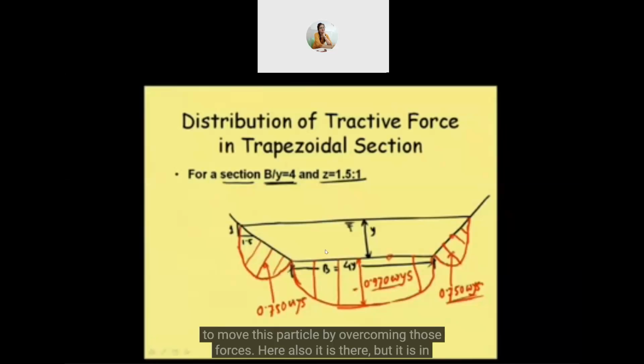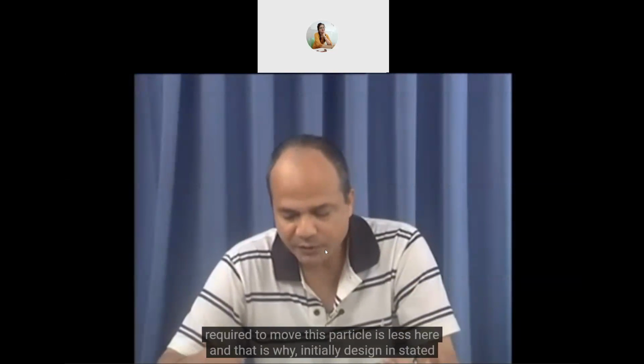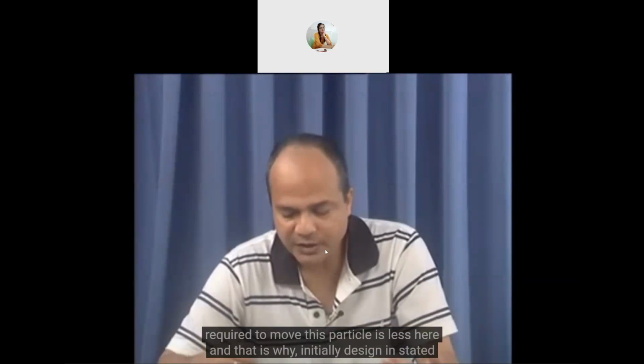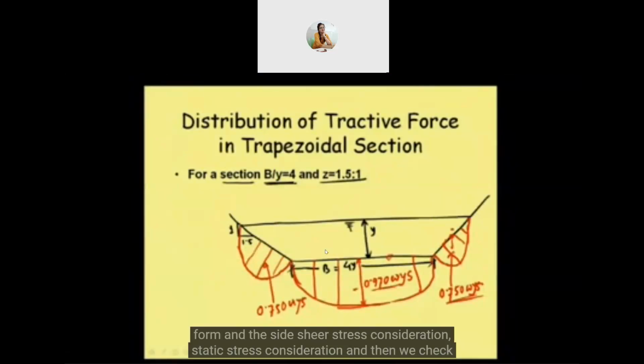Here also it is there, but it is on the slope, so the weight of the particle has a component in this direction that will also try to move it in this direction. So that way, the shear stress required for moving is also less here. And then, of course, we will come to that discussion in detail in our next class. But we should know one point, that the shear stress required to move this particle is less here, and that's why initially the design is started from the side slope shear stress, tractive stress consideration, and then we check whether it is safe for the bottom or not.